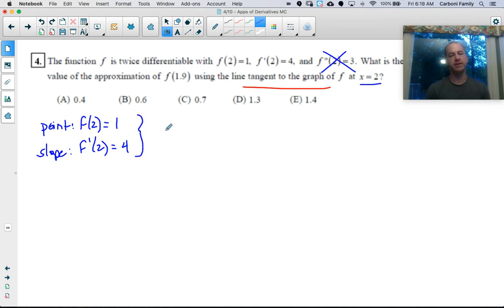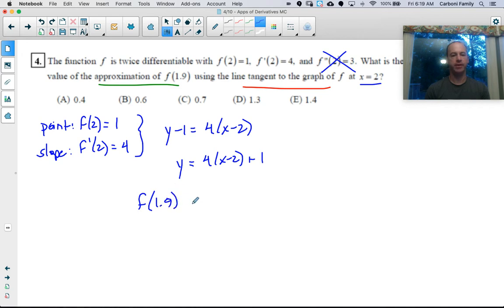And so my tangent line, y minus 1, is 4 times x minus 2. And in a linear approximation question, I like to move that y coordinate over. So y equals 4 times x minus 2 plus 1. And then my function's value at 1.9 is going to be approximately whatever you get when you plug 1.9 into the tangent line. So 4 times 1.9 minus 2, plus 1. 1.9 minus 2 is negative 0.1. So 4 times that is negative 0.4. Negative 0.4 plus 1 is 0.6.